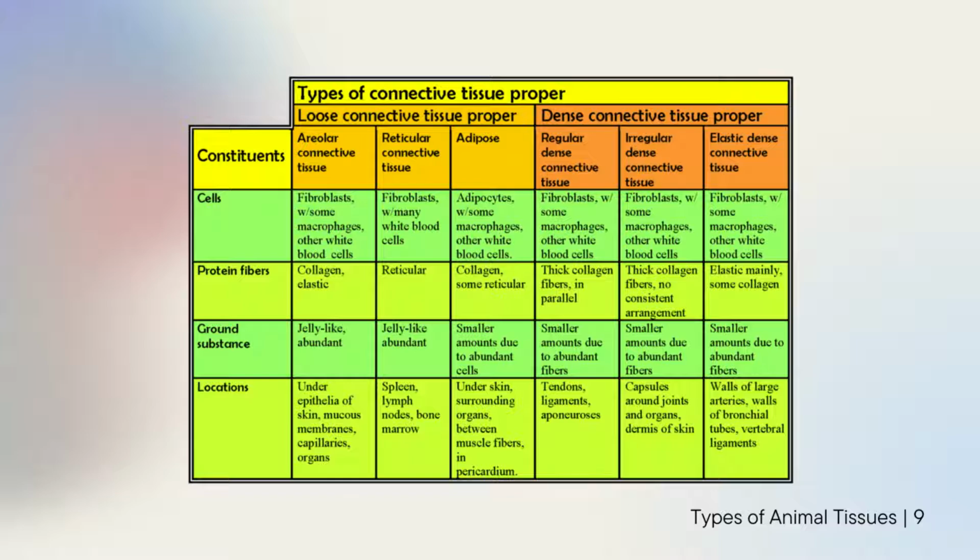So the elastic dense connective tissue, the difference between the regular and irregular, has mostly elastic fibers with some collagen, making it more flexible and more elastic than the two. The regular dense connective tissue can be found in tendons, ligaments, and aponeurosis. Irregular dense connective tissue can be found in capsules around joints and organs and the dermis of the skin. Elastic dense connective tissue can be found in the walls of large arteries, walls of bronchial tubes, and vertebral ligaments.